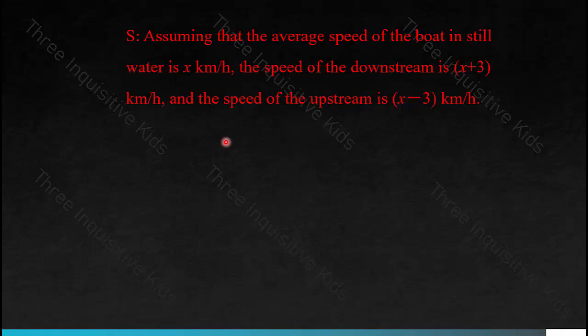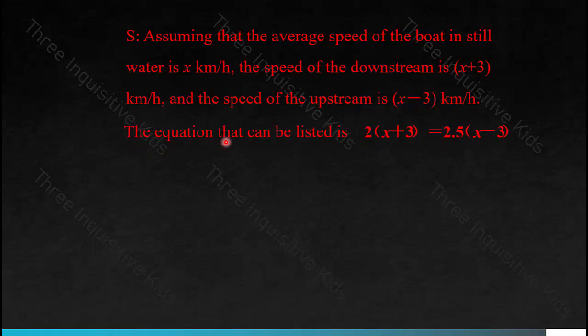So here's our solution. We can assume that the average speed of the boat in still water, so what we're trying to find, is x kilometers per hour. Therefore, the speed of the ship going downstream would be x plus 3 kilometers per hour, and the speed of the ship going upstream is x minus 3 kilometers per hour.